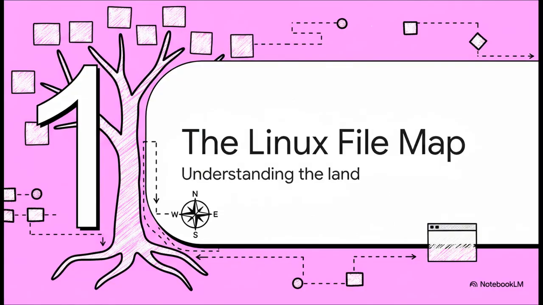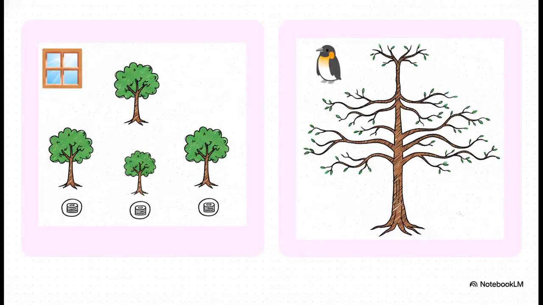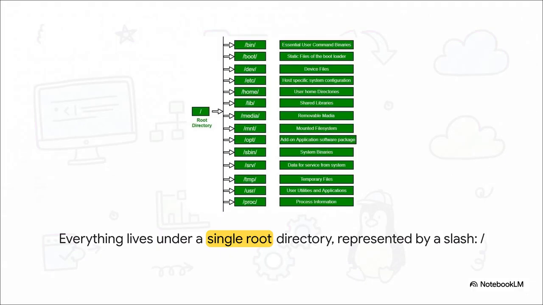First things first, we've got to talk about the Linux file map. Seriously, understanding this is the bedrock, the foundation for everything else you're going to do in the terminal. So if you're coming from the Windows world, you're probably used to seeing different drives. Your C drive, your D drive. Each one has its own separate file structure. Well, Linux simplifies this a lot. There's just one single unified tree for the entire system. And this image shows that idea perfectly.